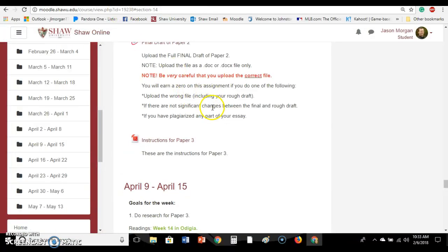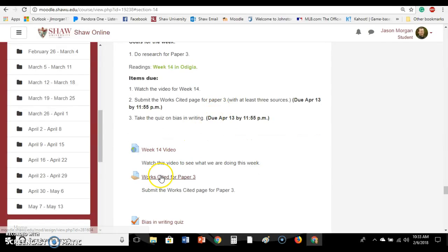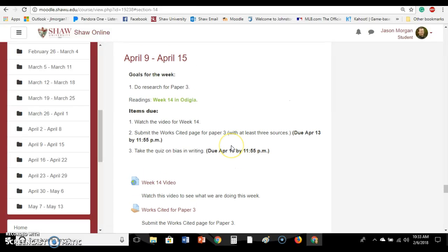That's it. So to get us going on this, you're going to do the works cited, do the research, upload the research, and then read the information on Odigia to take the quiz, and then you're in good shape for this week. So we're basically gathering the ingredients that you're going to use to bake a cake, the cake being the final draft of paper 3. So that's what's happening here in week 14.